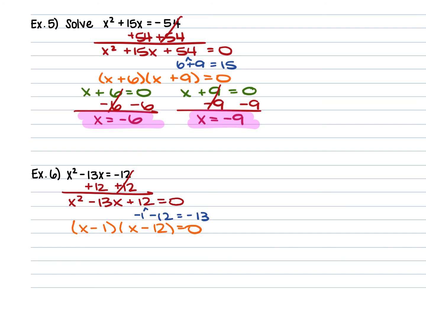Set each set of parentheses equal to 0 and solve. So x minus 1 is equal to 0. X minus 12 is equal to 0. We add the 1 to both sides. We get that x is equal to 1. We add the 12 to both sides. We get that x is equal to 12.